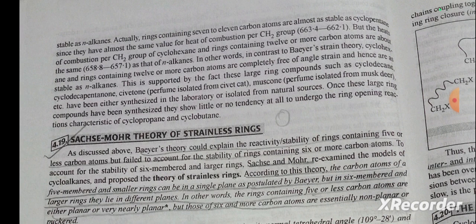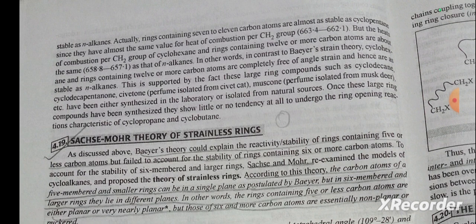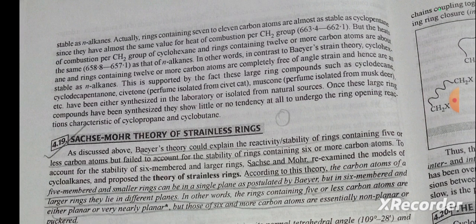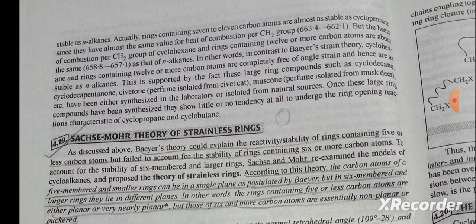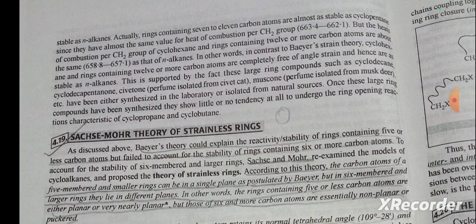This is supported by the fact that these large ring compounds, such as cyclodecane, cyclopentadecanone (muscone), perfume isolated from the musk deer, and civetone, perfume isolated from the civet cat, etc., have been either synthesized in the laboratory or isolated from natural sources. One of these larger ring compounds has been synthesized. They show little or no tendency at all to undergo the ring opening reaction characteristic of cyclopropane and cyclobutane.